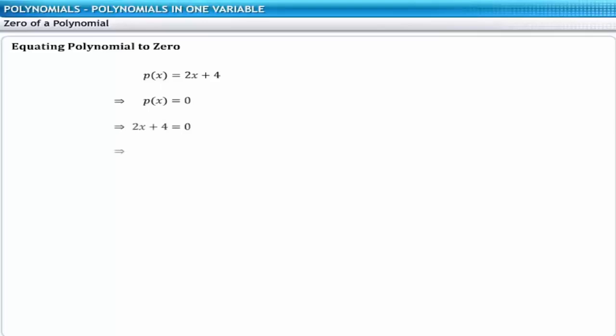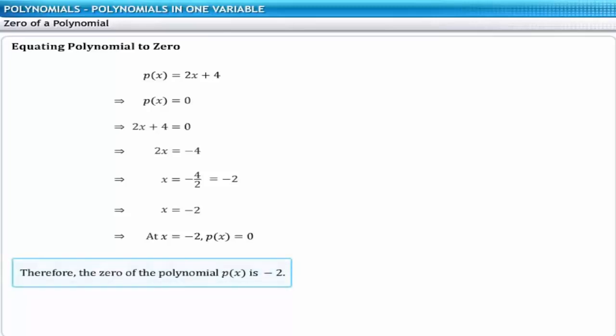On solving, you get x is equal to -2. This indicates that the value of P of x is equal to 0 if x is equal to -2. Therefore, -2 is the 0 of polynomial P of x. Thus, you can obtain the 0 of a polynomial by equating it to 0.